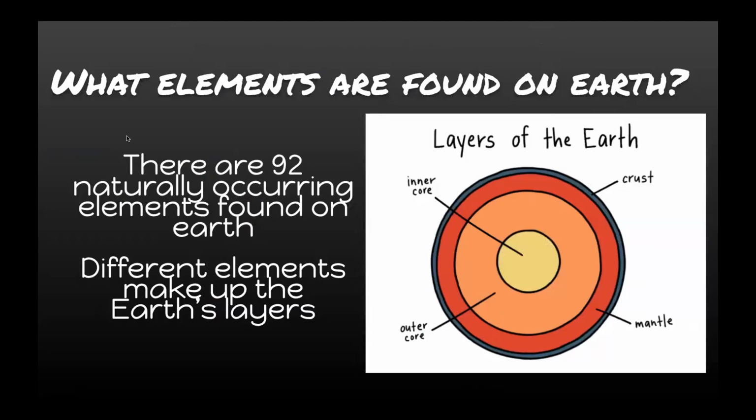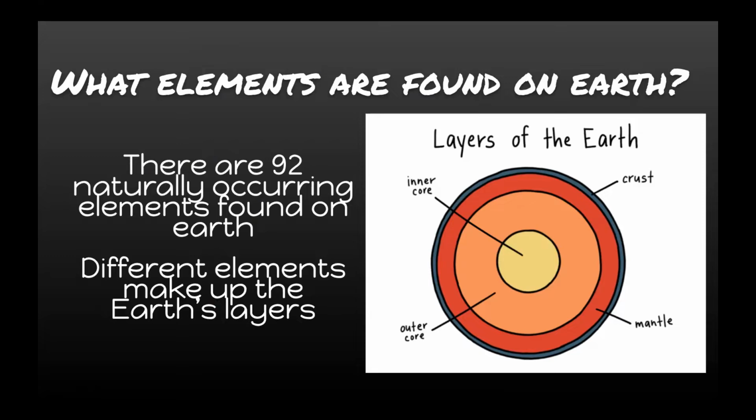All right, so what elements are found on Earth? There are 92 naturally occurring elements found on Earth, and the different elements make up the Earth's layers. When we're talking about the solid Earth overall, we can find 92 naturally occurring elements, but as we go from layer to layer, the percentages of each element and how many elements can be found there change. First, we're going to talk about the crust, and you're going to learn about the layers of the Earth in the next segment with Ms. Ramirez, but we'll just briefly cover it because it does vary so much between the layers.